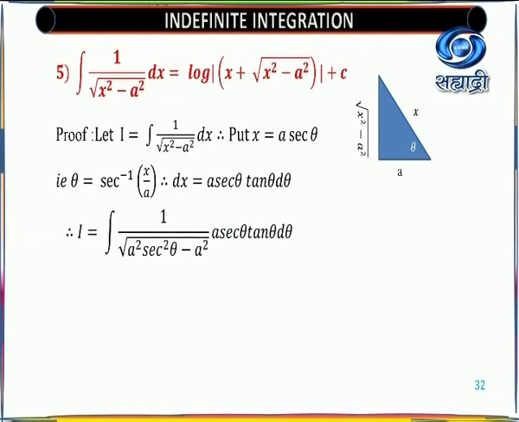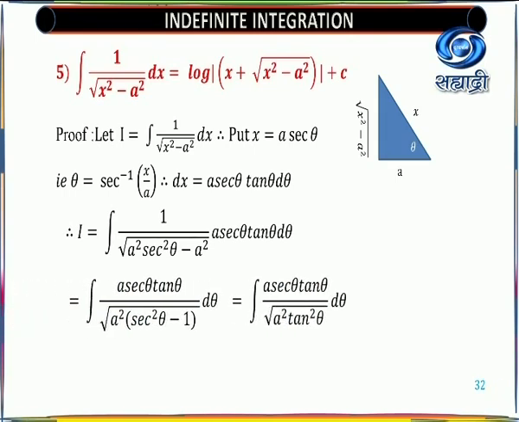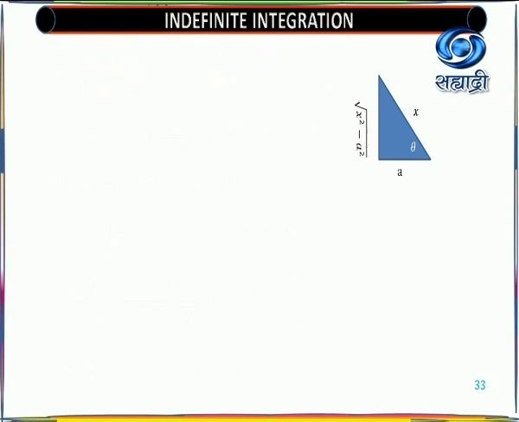Now this substitution gives you integral 1 upon root of a square sec square theta minus a square, times a sec theta tan theta d theta. Up till now it's the same as what you have studied, because there is a different method to solve this that I want to make clear to you. From here you will get a sec theta tan theta upon root of a square into sec square theta minus 1, d theta. Now, what is sec square theta minus 1? That is tan square theta, which gives you a sec theta tan theta upon a tan theta d theta. So, sec theta here.